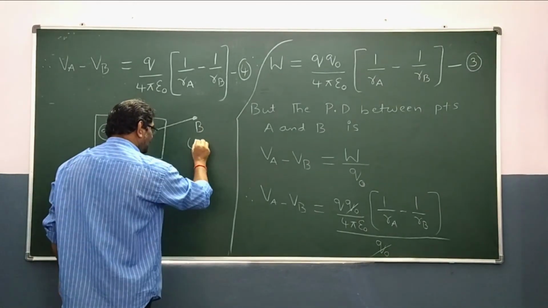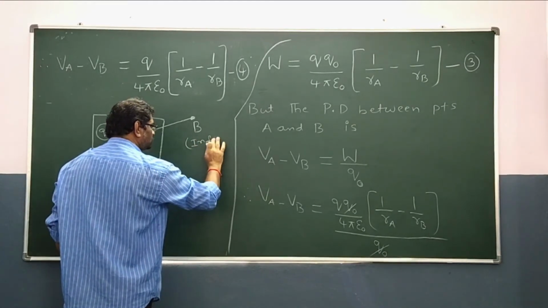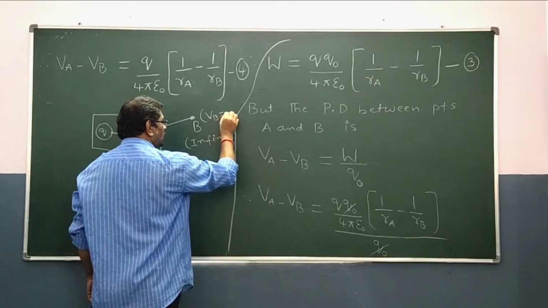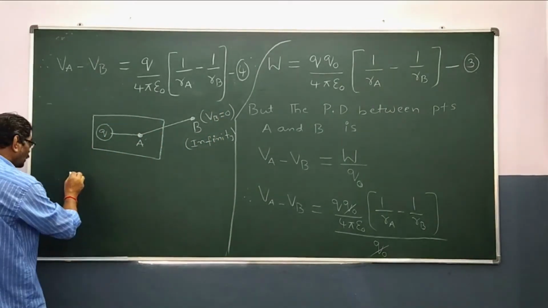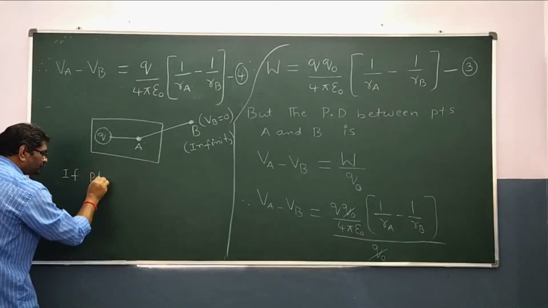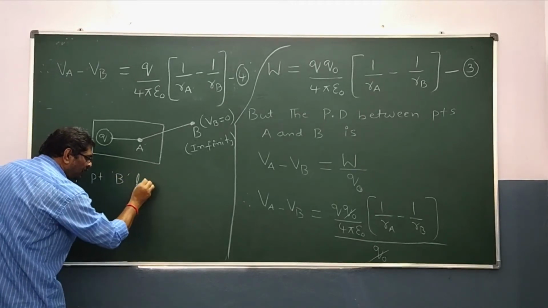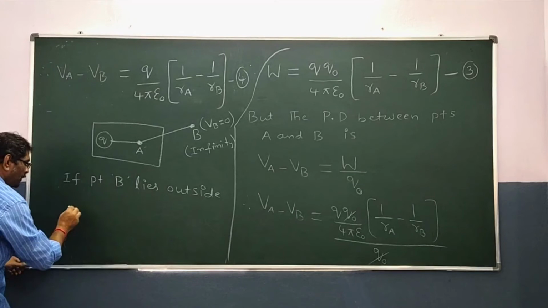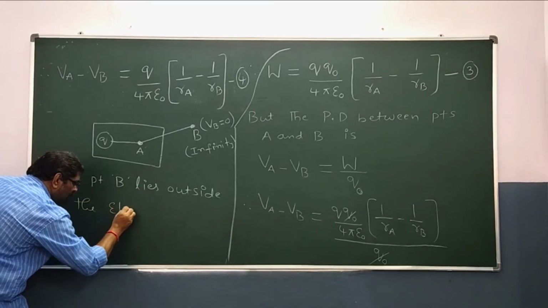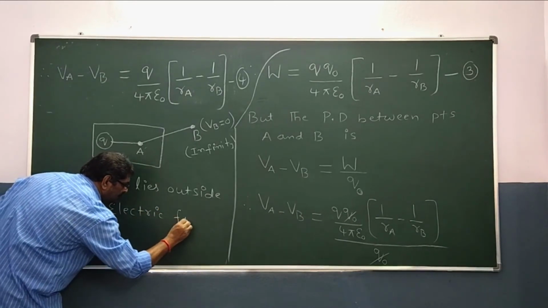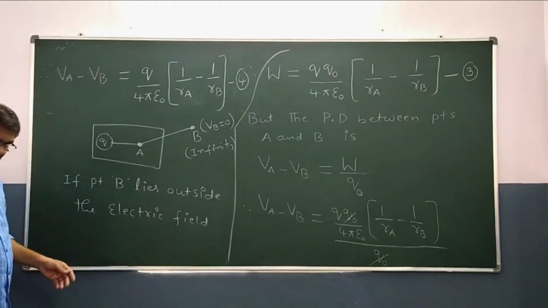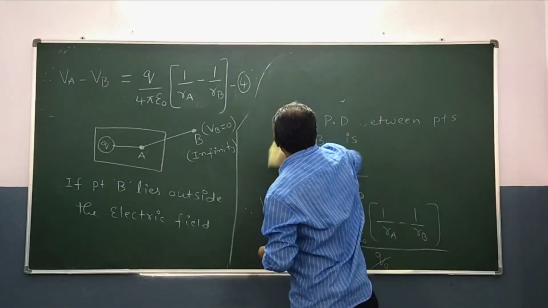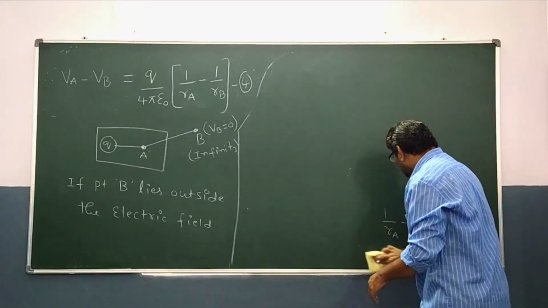So now this point will be at infinity. That's the reason why the potential of point B will be zero. Now I can write, if point B lies outside the electric field, then what are the conditions we got?